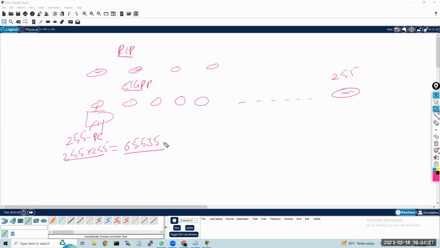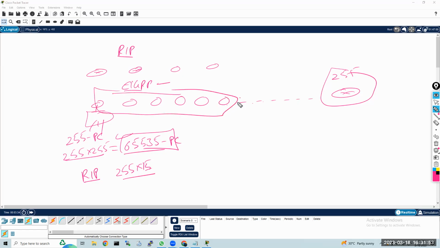65,535 PCs you can connect in EIGRP with up to 255 hop count. What about 255 into 15 in RIP? That is enough, right? There's no company which has 65,000 computers connected in their organization. Correct. Maximum you will connect only 10 to 15 routers, or 30 or 40 routers, that's it.